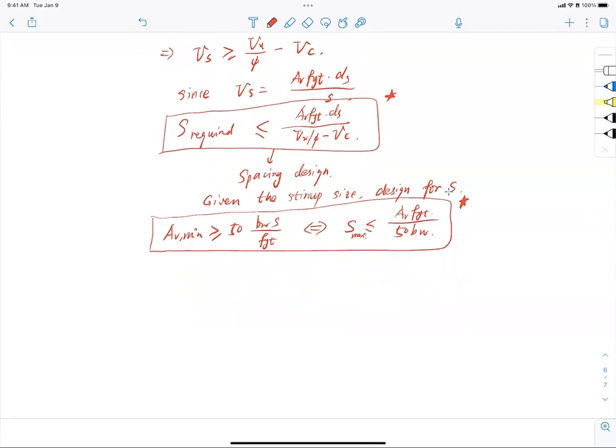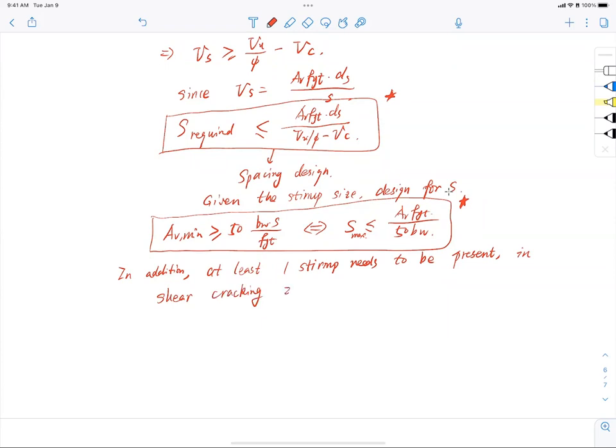So that is the shear design part of it. But not only that, there are other considerations in addition, like we just mentioned. We need at least one stirrup to be present. Sorry, spring break ruined my handwriting. At least one stirrup needs to be present in a shear cracking zone, which means along the 45-degree diagonal line, along the shear cracking zone.